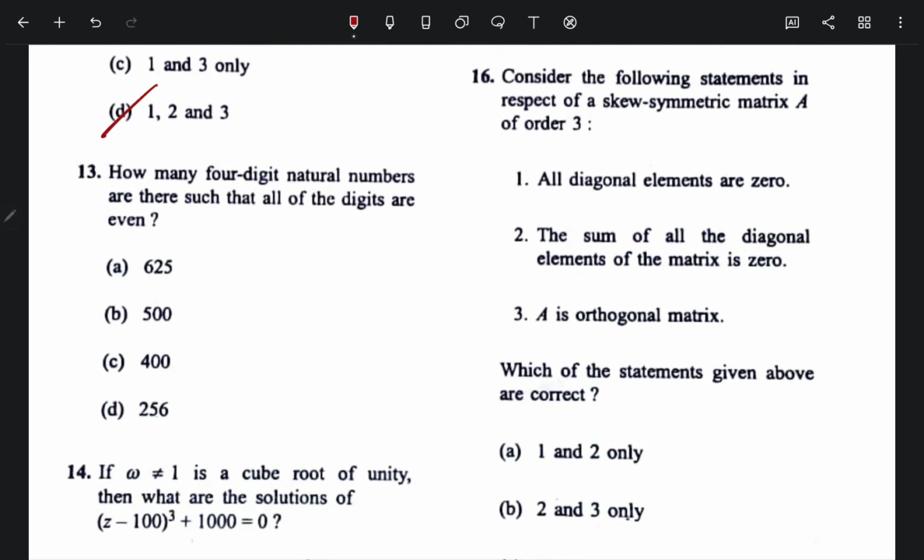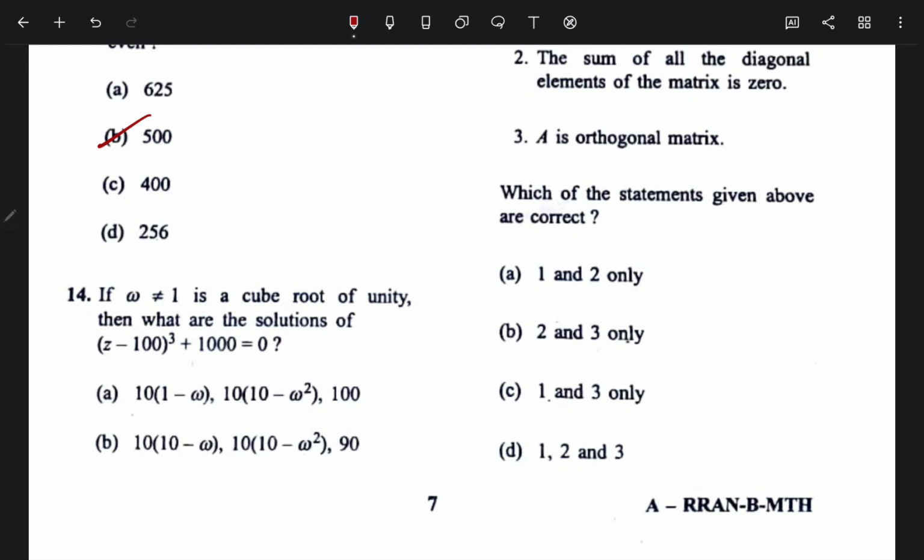How many 4-digit natural numbers are such that all the digits are even? So you take even digits, and the repetition is allowed in this case. And if you take 0, the 0 won't be in the first place. Calculating for that, you will get 500.